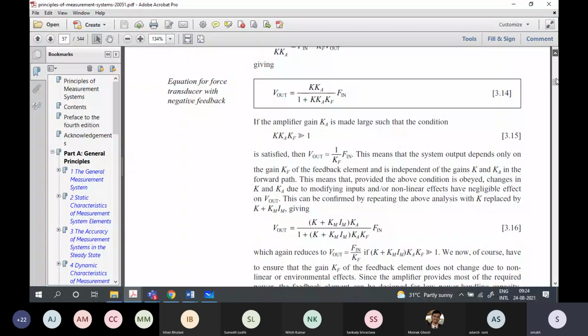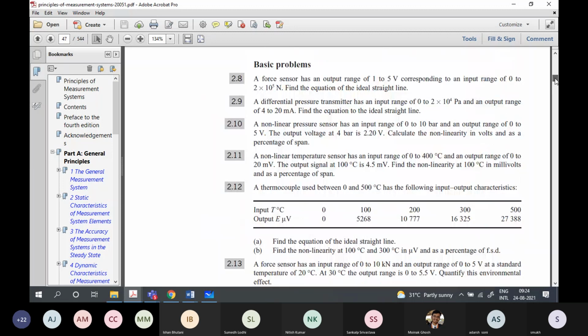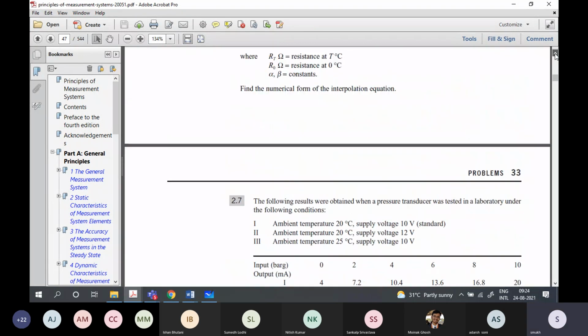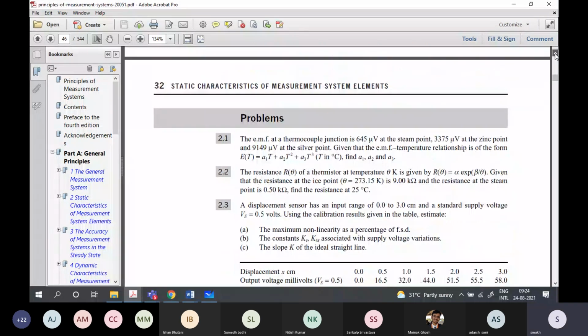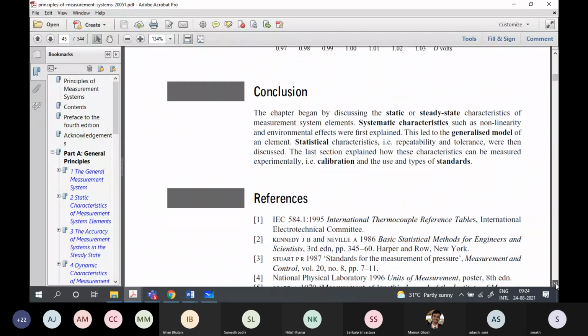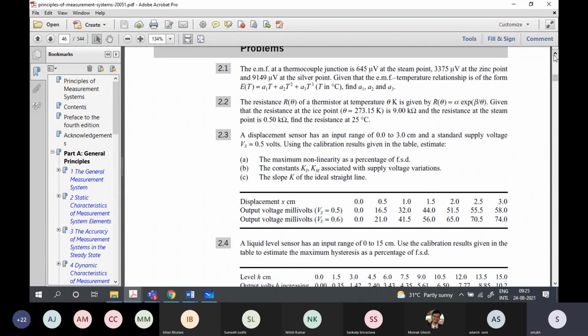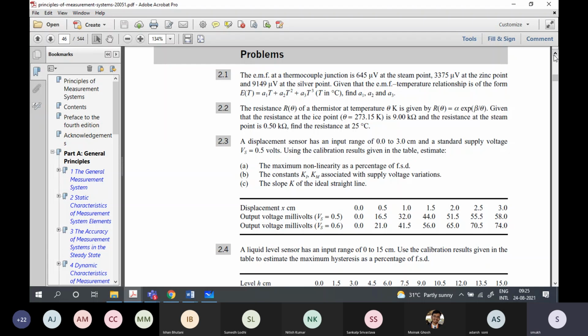So tell me, we are trying to construct. Yeah, just a minute. Okay. So this problem, say 2.3. A displacement, read the problem.